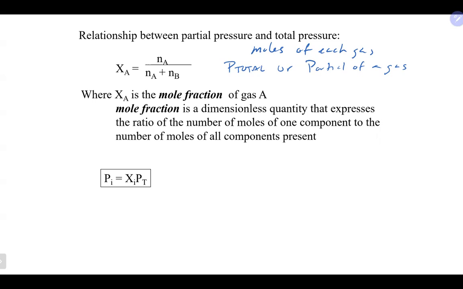The basis of that is what this is. This X is what is known as the mole fraction. So that is the mole fraction.